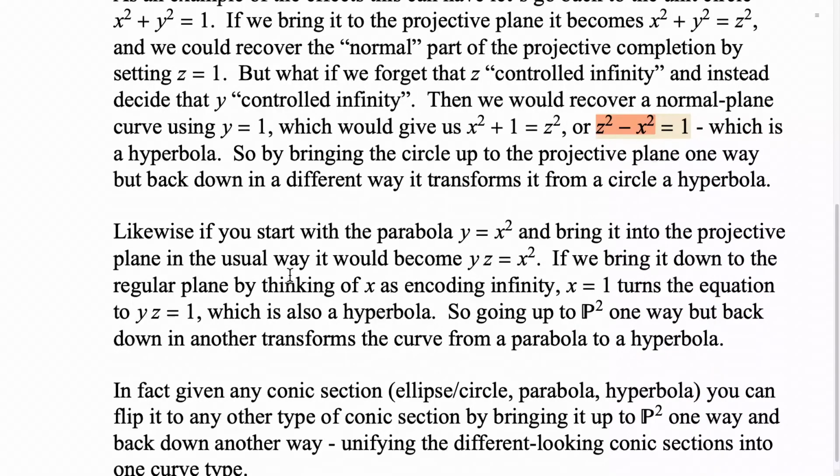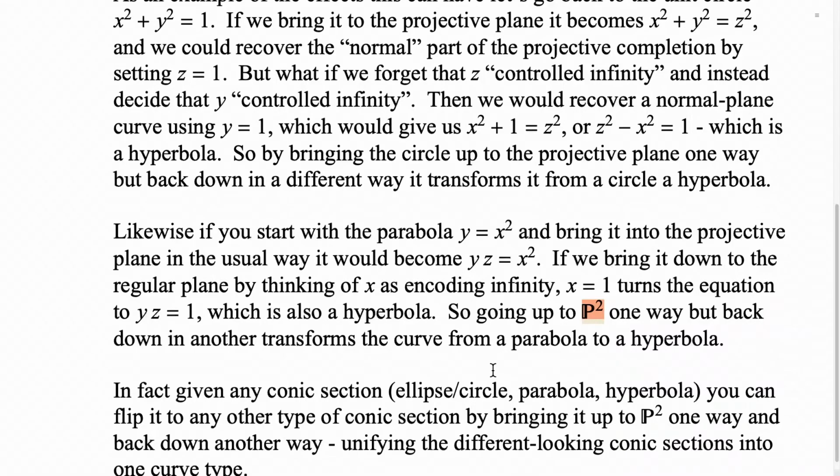Something similar happens if you start with the parabola, y equals x squared. We can bring this into the projective plane in the usual way now to become yz is x squared. If we were, instead of thinking of z as controlling infinity, to bring it back down to the regular plane by thinking of x as encoding infinity, we would do that by saying x equal 1. That turns this equation into yz equals 1, which is also a hyperbola. It's a hyperbola which is rotated at 45 degrees to the coordinate axes. So going up to the projective plane one way, but back down in another, transforms that curve from a parabola to a hyperbola.